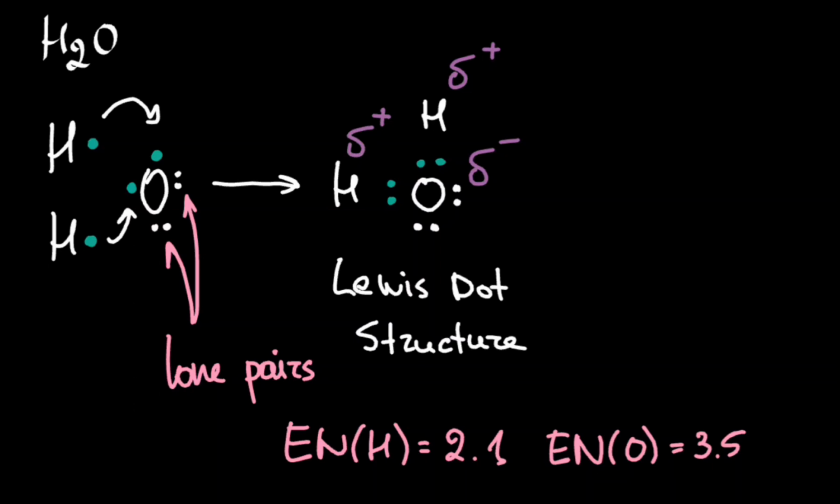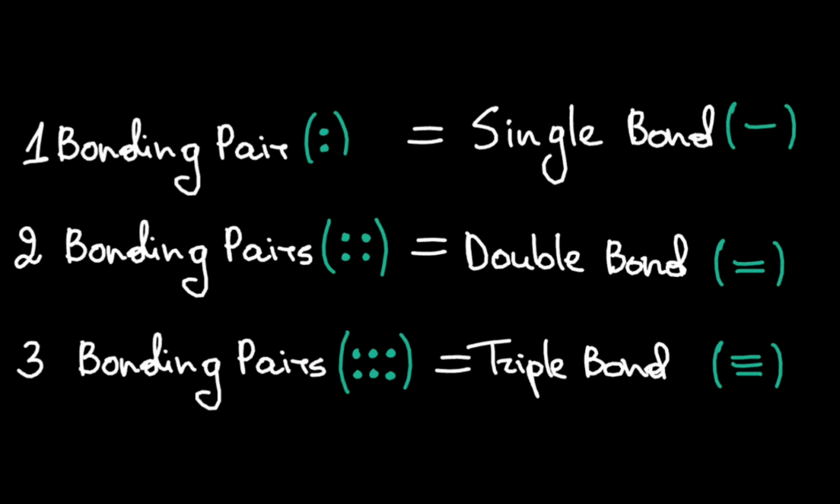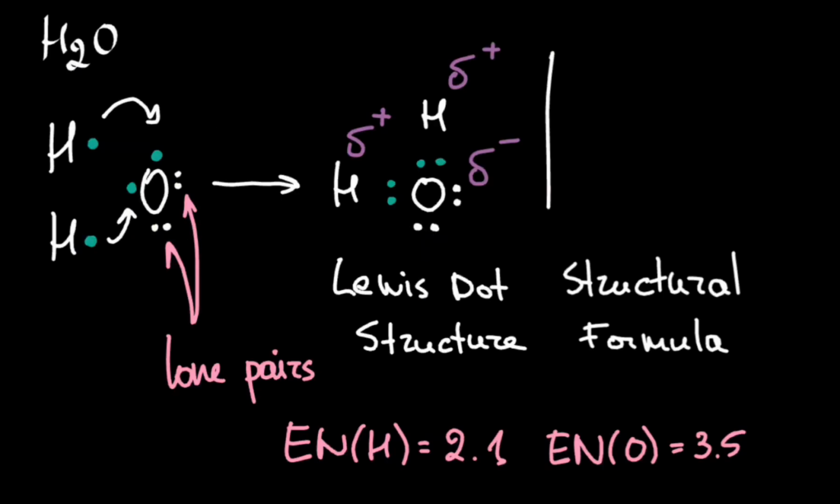Lastly, from the Lewis dot formula, we can write the structural formula. What you need to remember is that one bonding pair is a single bond, two pairs, a double bond, and three pairs, a triple bond. So in this case, between the hydrogen and oxygen on both sides, we have one bonding pair. So we will have two single bonds between the atoms.